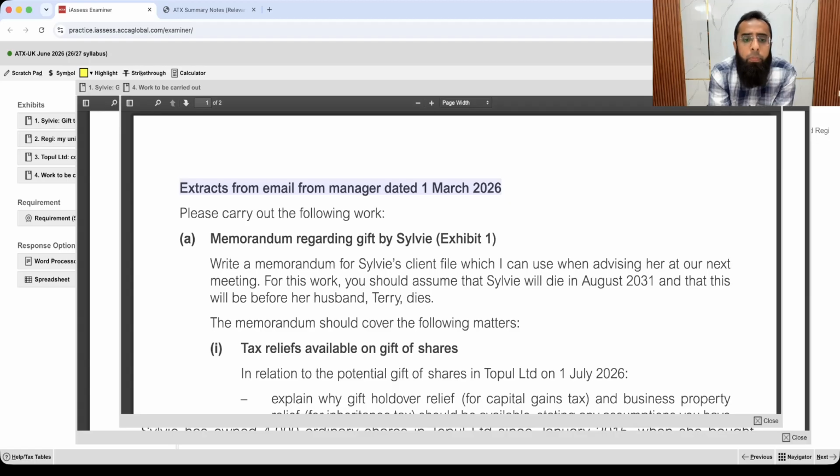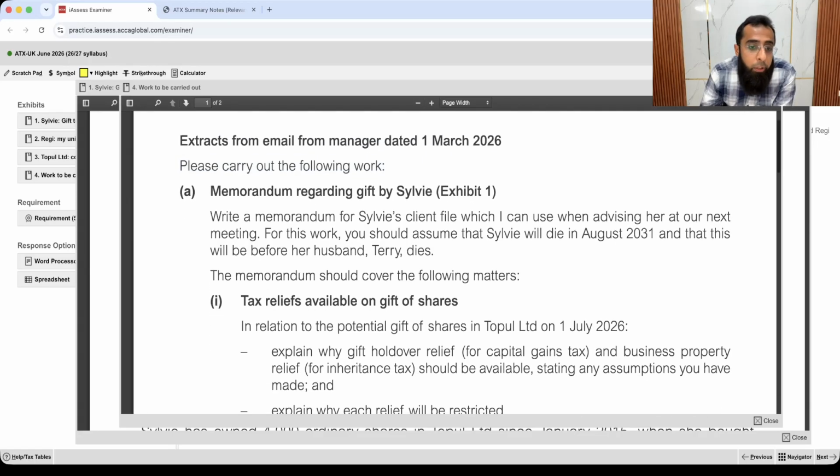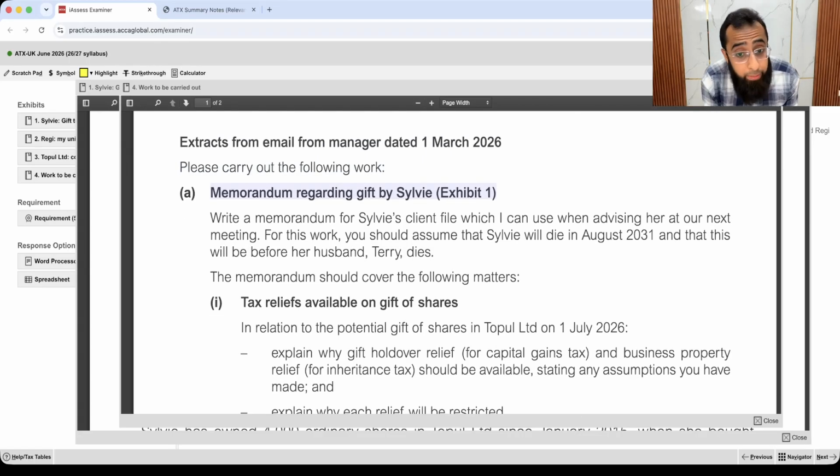and let's solve the requirement relating to exhibit 1. Extract from email from the manager dated 1st March 26. Please carry out the following work. Requirement A, memorandum regarding gift by Sylvie, exhibit 1. Write a memorandum for Sylvie's client files, which I can use when advising her at our next meeting. For this work, you should assume that Sylvie will die in August 2031, and that this will be before her husband Terry dies.